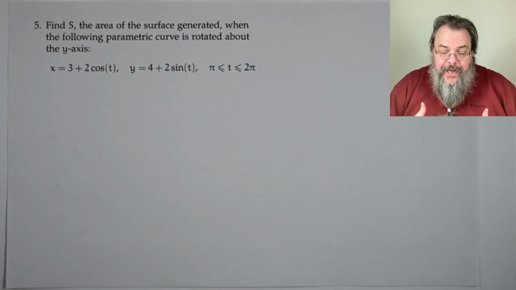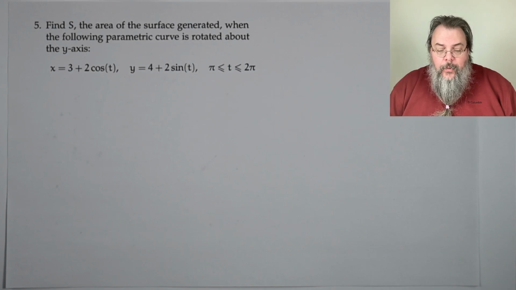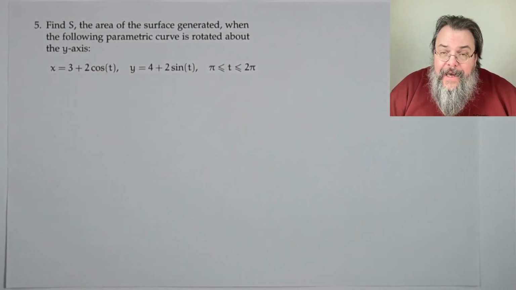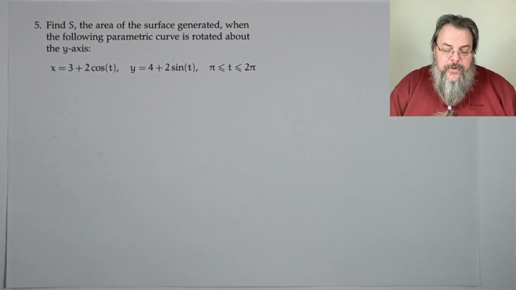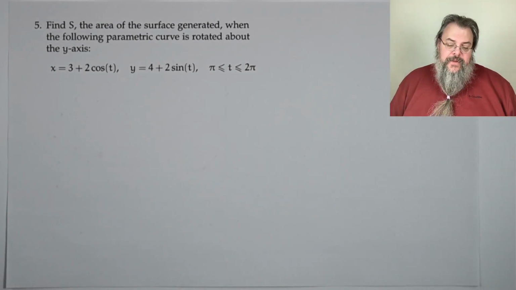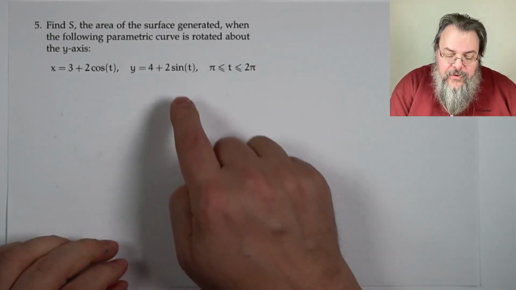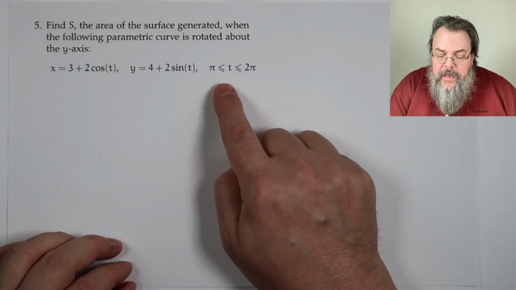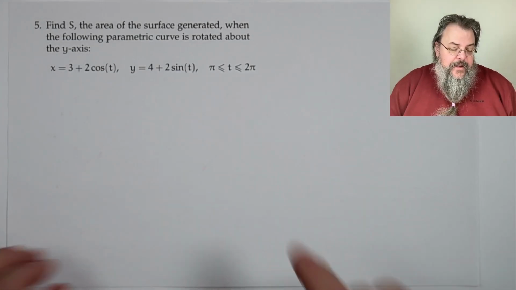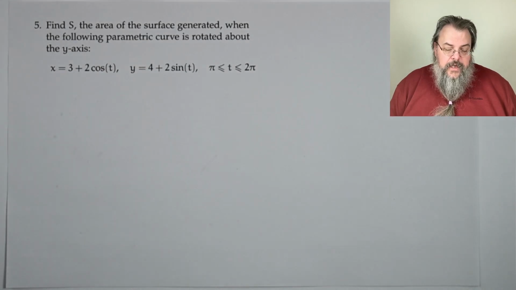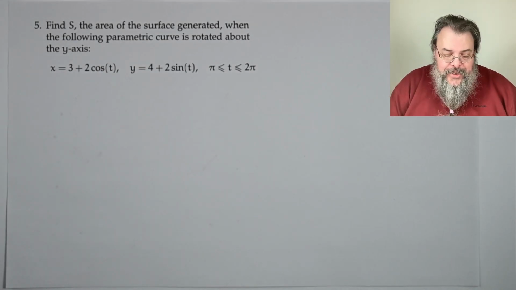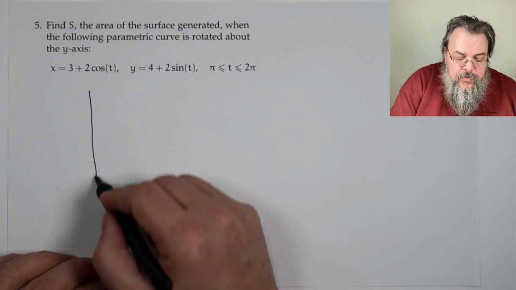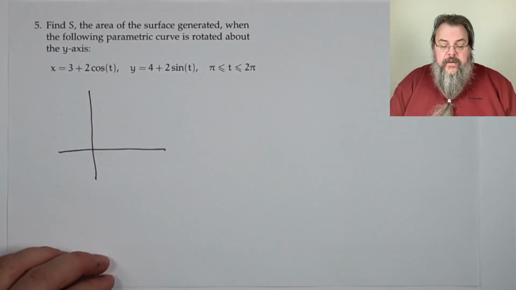Find S, the area of the surface generated when the following parametric curve is rotated about the y-axis. So we have 3 plus 2 cosine t and 4 plus 2 sine t, and we're told t is going from pi to 2 pi. All right, well, let's see if we can't maybe get a rough picture of what's going on. Okay, so we'll draw ourselves some axes here.